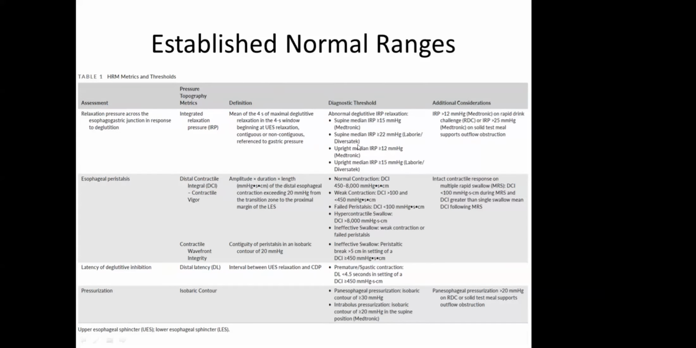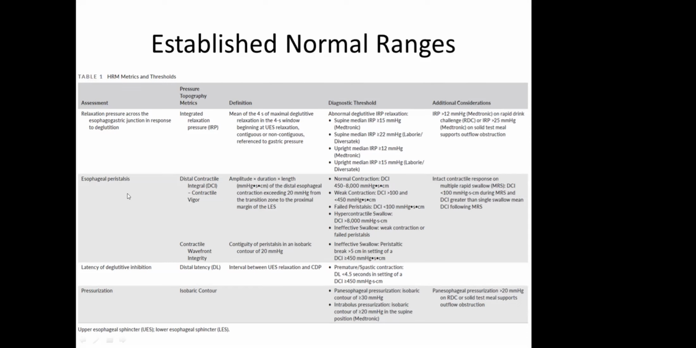For Diversitech, the upper limit is 22. For Medtronic, the supine upper limit is 15. In the upright position, usually the IRP will be slightly less compared to the supine position, so they have reduced the upright normal range to 12 for Medtronic, and 15 for Diversitech, which is the Sandhill system.